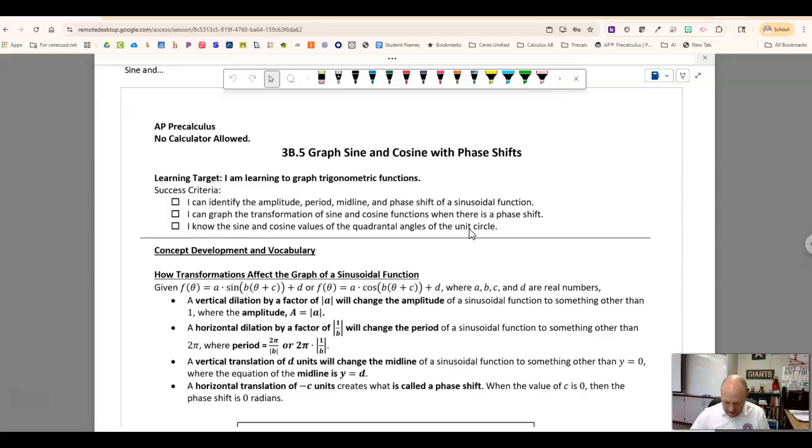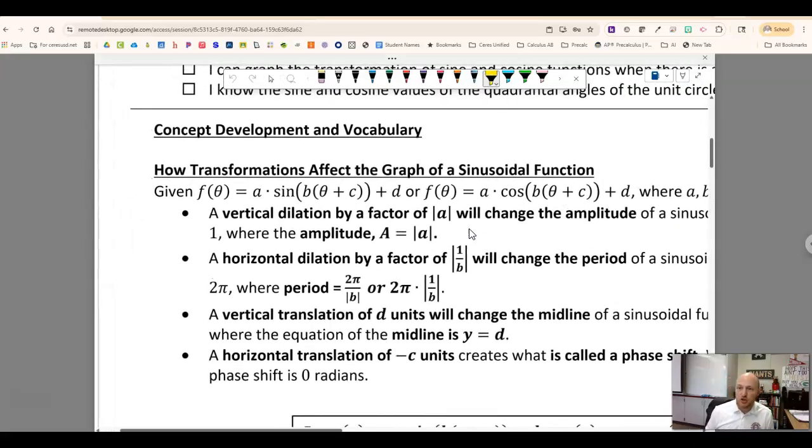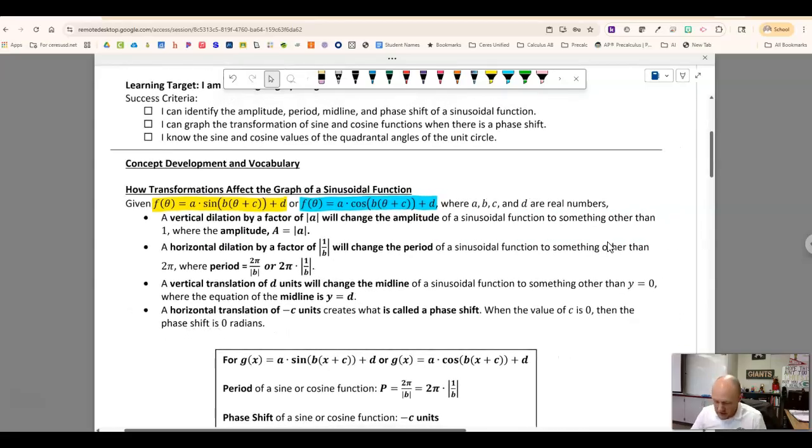So just a reminder about sinusoidal functions and their general form. Remember, f of theta equals a times sine of b of theta plus c, plus d is the general form. And again, we can swap sine for cosine. It's exactly the same idea, but these are our parameters: the a, the b, the c, and the d. And just a quick refresher about what these do.